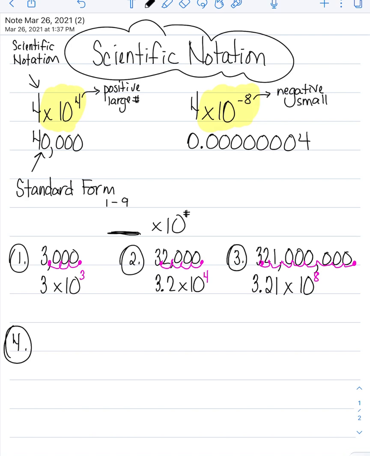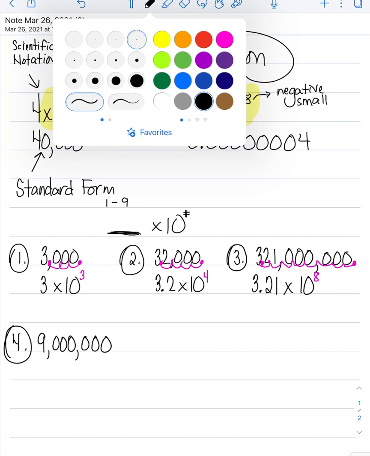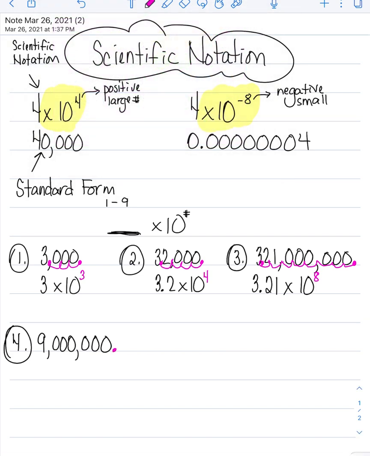So let's say we have 9 million. And let's write that in scientific notation. Right now, my decimal is here. I want to move it here because I want a 1, 2, 3, 4, 5, 6, 7, 8, or 9 in front of the decimal. That's our goal every time.